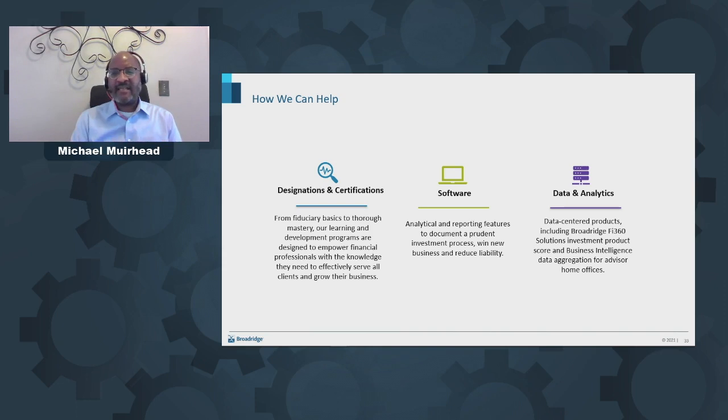And then lastly, is data and analytics. Here, the tool that I want to highlight, or service that I want to highlight, is business intelligence. And here, this provides a level of oversight for retirement business and advisory business at the aggregate level.